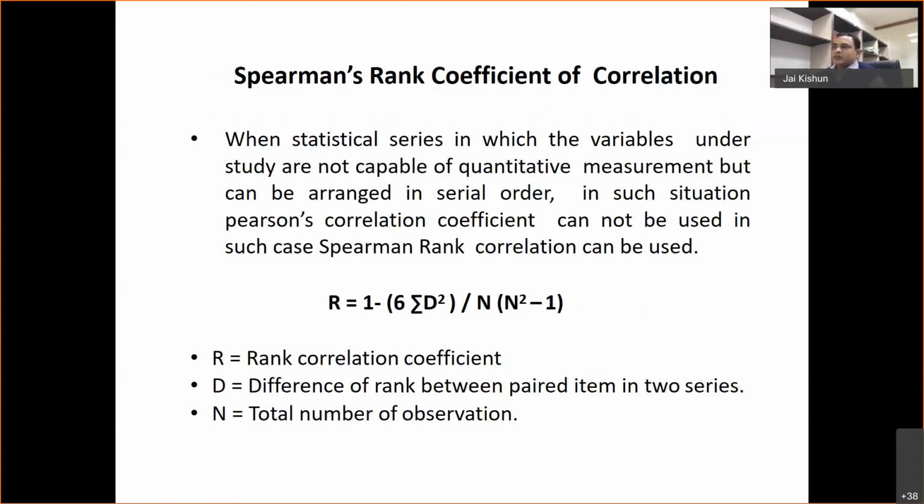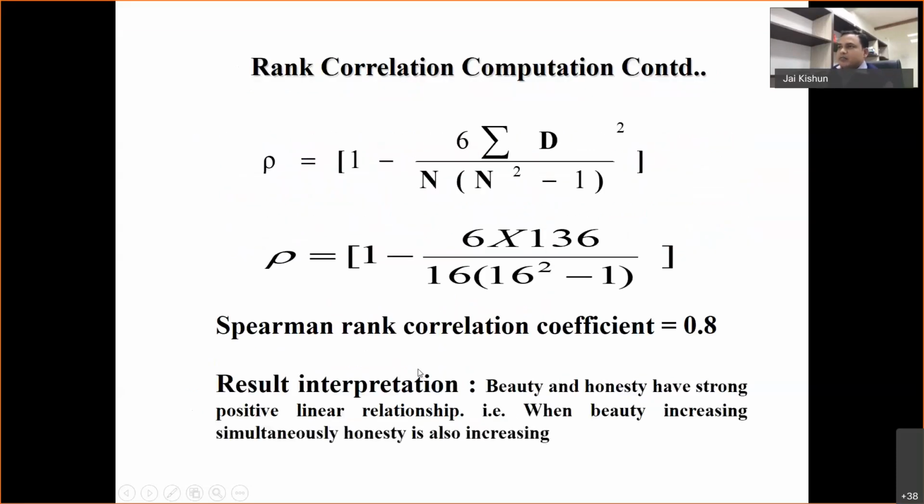Spearman rank correlation. This is a non-parametric method used when our data is not normally distributed, or when we are given ranking data. In that case we can use the Spearman rank correlation coefficient formula, which is R equals 1 minus 6 times the summation of D square divided by n times (n square minus 1). Here D is the difference of ranks.